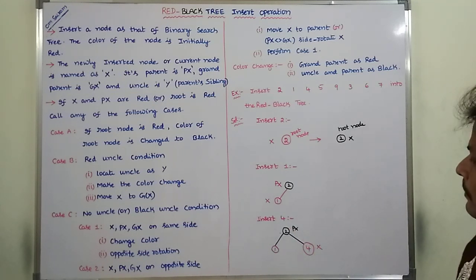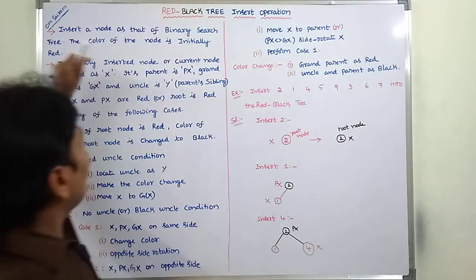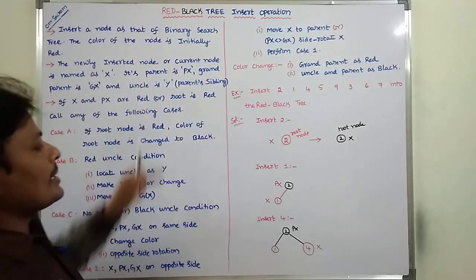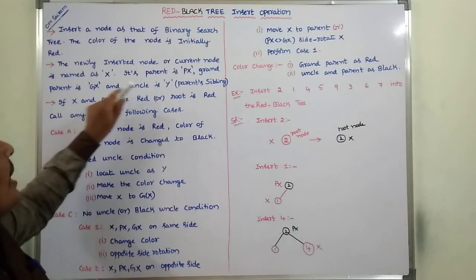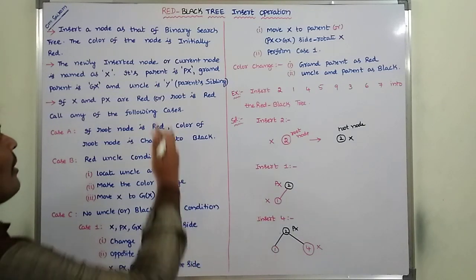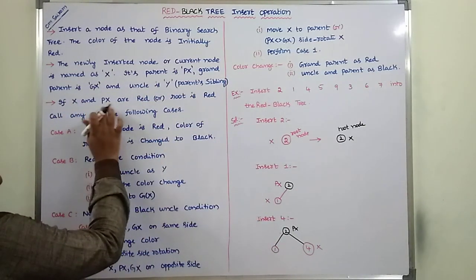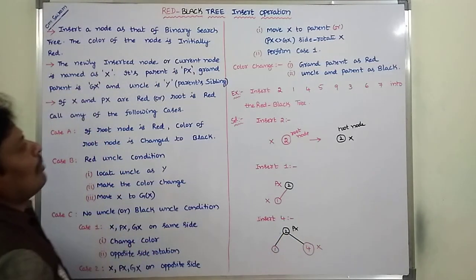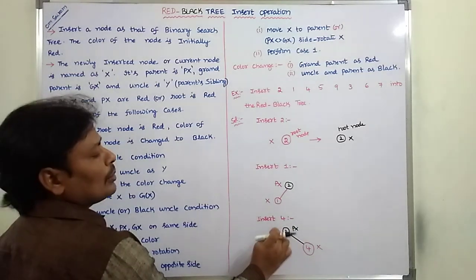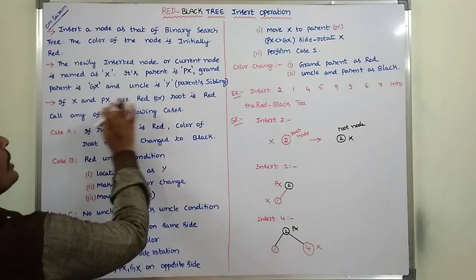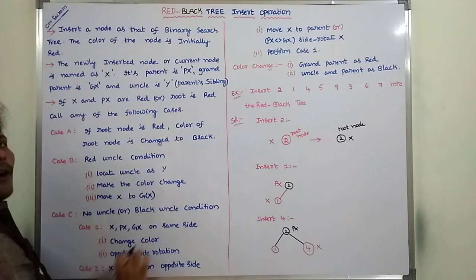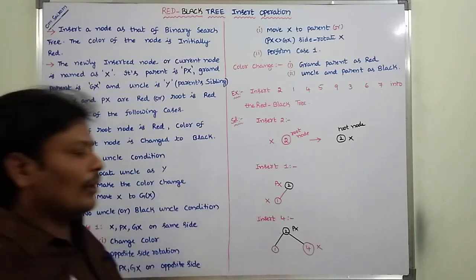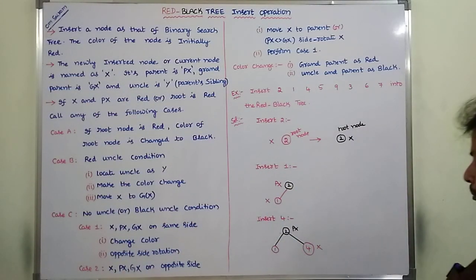Now go to this step. The newly inserted node or current node is named x, and its parent is px, and the grandparent and parent's sibling are not there, so leave it. Next, if x and px are red, no, this is false. x is red and px is black. Or root is red, root is not red. So both are false, then there is no need of going to these three cases, case A, case B, case C. Up to now this is the red black tree.